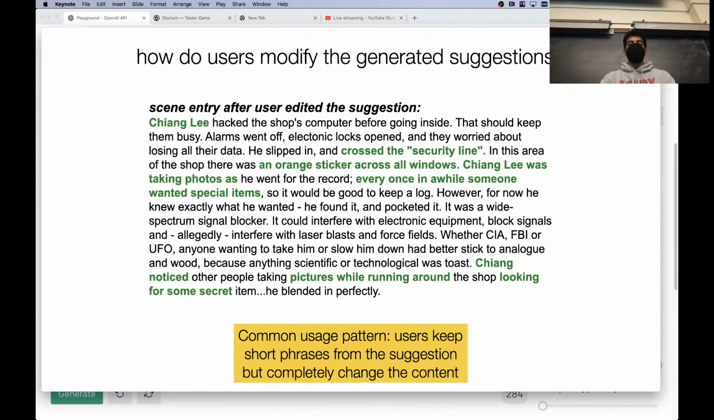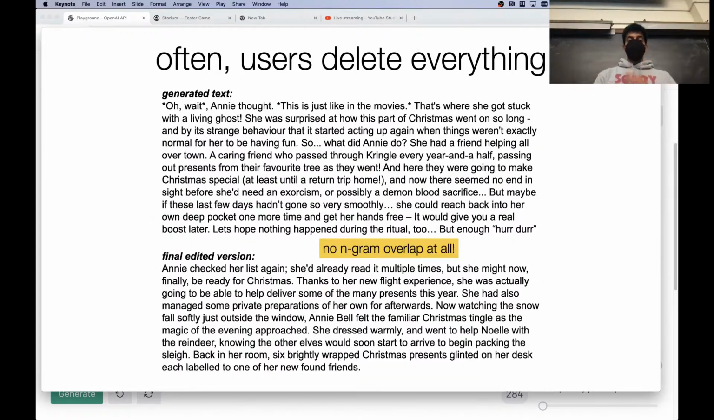We also looked at how the users modify the generated suggestions. And so we thought maybe they're going to keep entire blocks of sentences that contain nice scene ideas, but in reality, they basically keep very short phrases, things like cross the security line, an orange sticker across all windows. They don't even respect sentence boundaries sometimes. They just keep random bits of the text that they like. So it's kind of interesting that it probably depends a lot on the underlying language model as well. So we're looking forward to redoing this analysis with GPT-3.